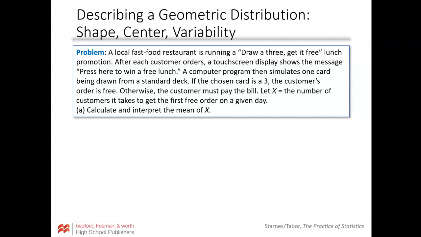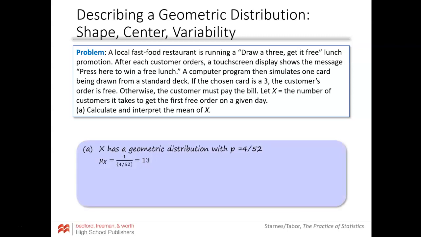So we have a local fast food restaurant running that stupid game again. Draw 3, get it free. The computer program then simulates 1 card being drawn from a standard deck. If the chosen card is a 3, the customer's order is free. Otherwise, the customer must pay the bill. Let X represent the number of customers it takes to get the first free order on any given day. Calculate and interpret the mean of X.